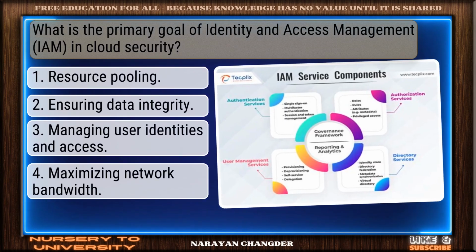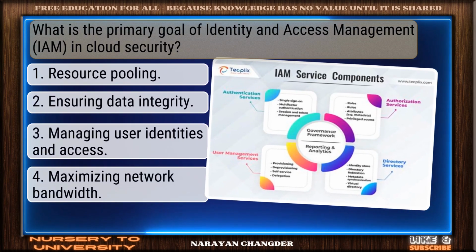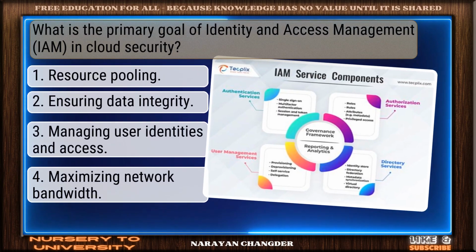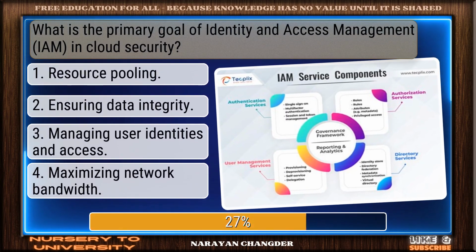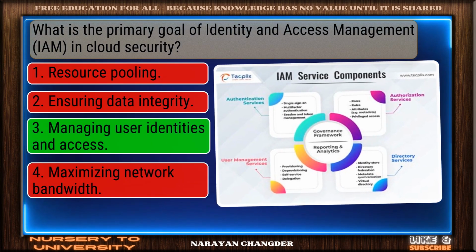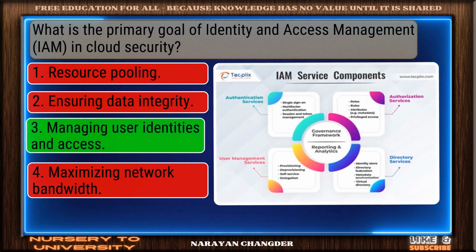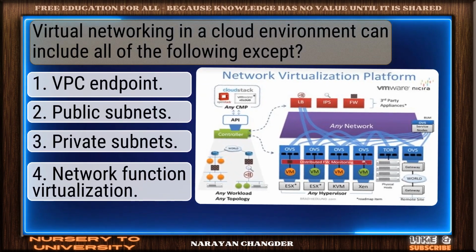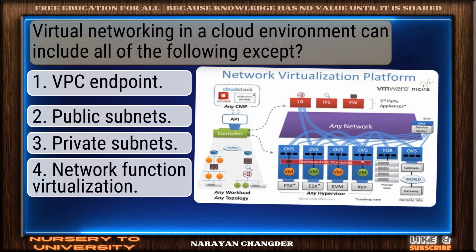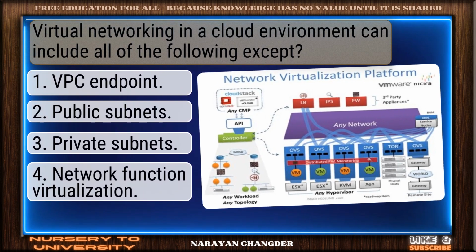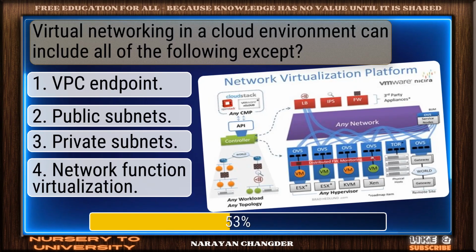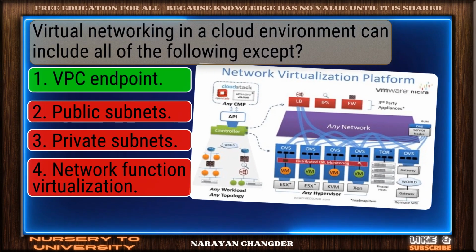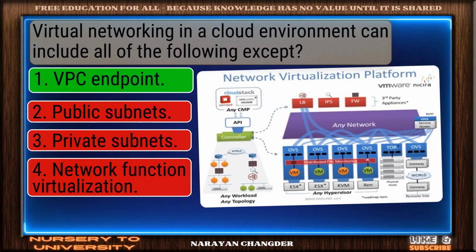Question number 42. What is the primary goal of identity and access management in cloud security? Bravo! Managing user identities and access is the answer. Question number 43. Virtual networking in a cloud environment can include all of the following except. Well reasoned. VPC endpoint is the correct choice.